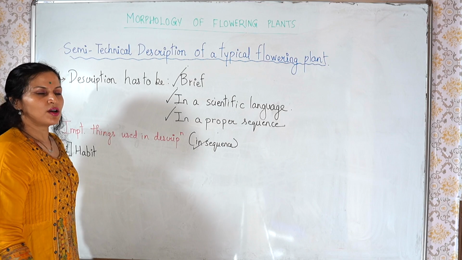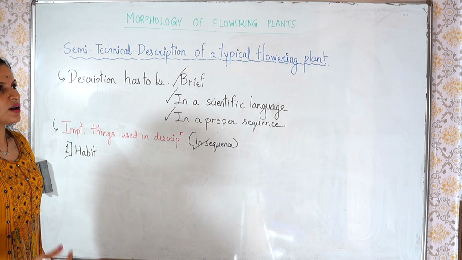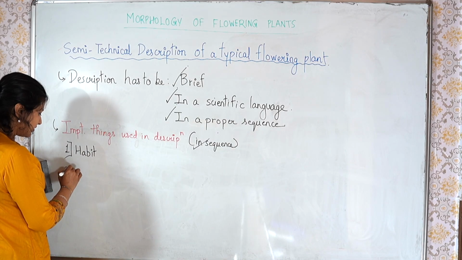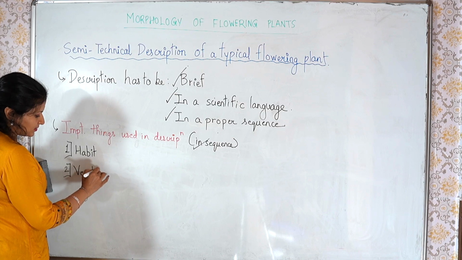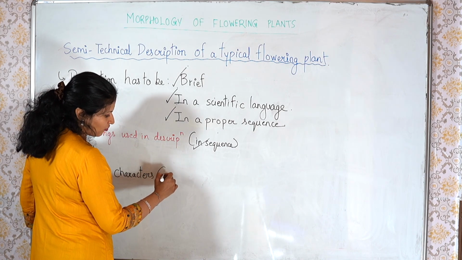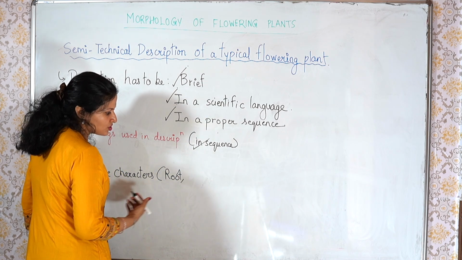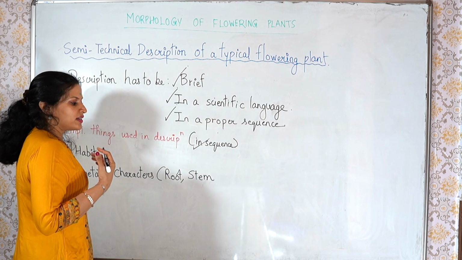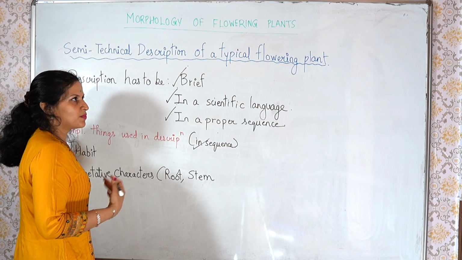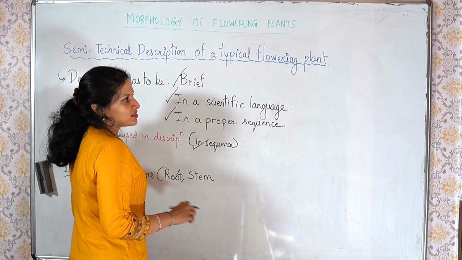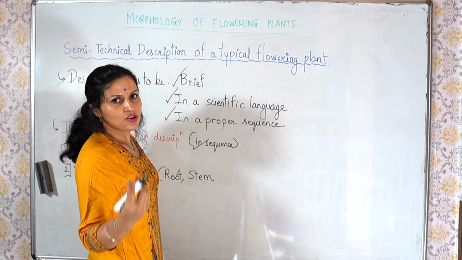It means whether the plant is an annual plant or biennial or a perennial plant, whether it's a herb, shrub or a tree. The second thing which is included in the description is its vegetative characters. Vegetative characters comprise the characteristics of its root, whether taproot or fibrous roots, and characteristics of its stem, whether it's an underground stem or an aerial stem. If aerial stem, whether it is branched or unbranched, whether it's a hollow stem or a solid stem, whether it is hairy or non-hairy.